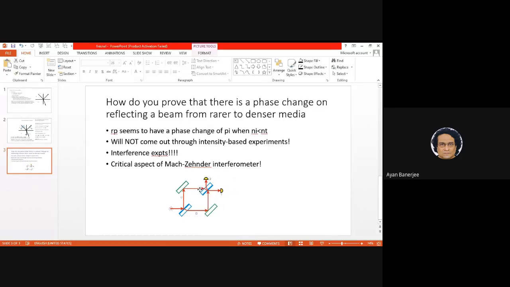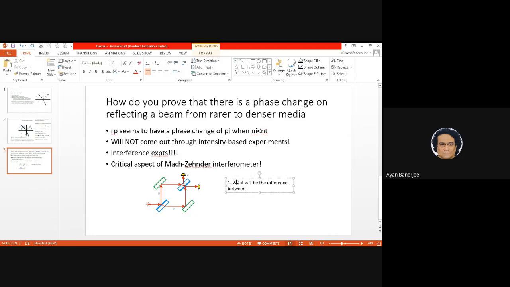The question to the class is, what will be the difference between fringes detected at 1 and 2?